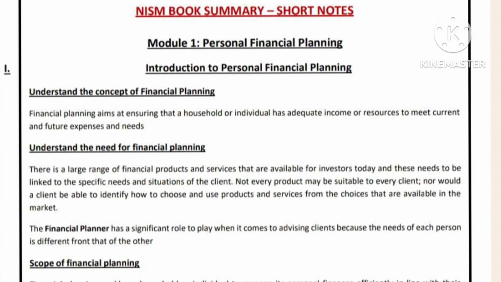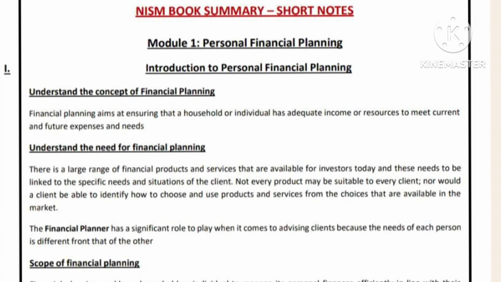So, what is given in the book? Understand the concept of financial planning. Financial planning aims at ensuring that a household or individual has adequate income or resources to meet the current and the future expenses and the needs. So, the investor has to make sure that he has enough income so that he is able to meet his current as well as his future needs and requirements.